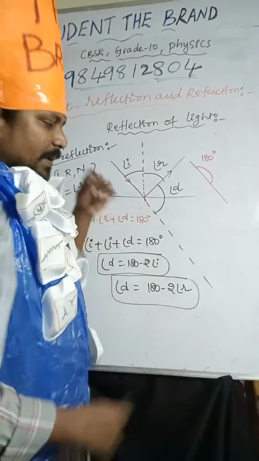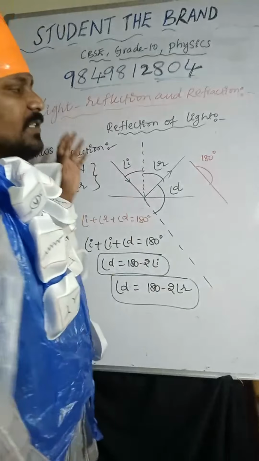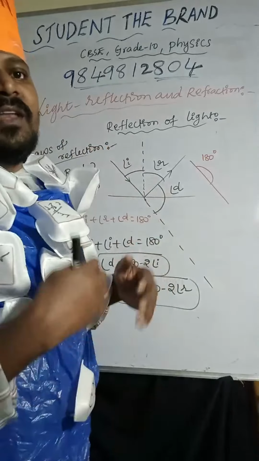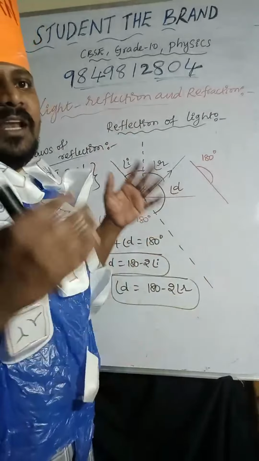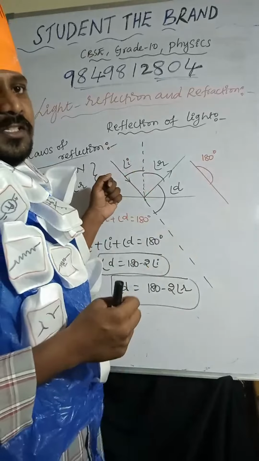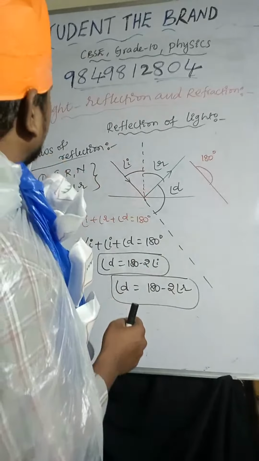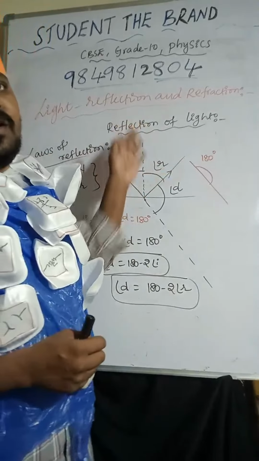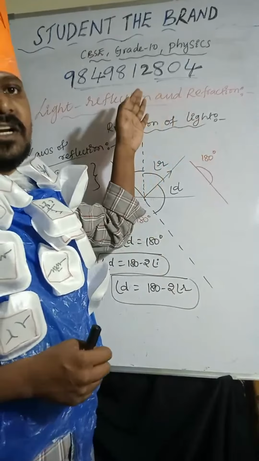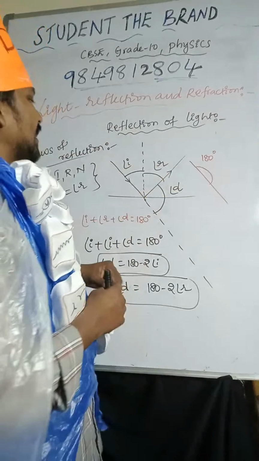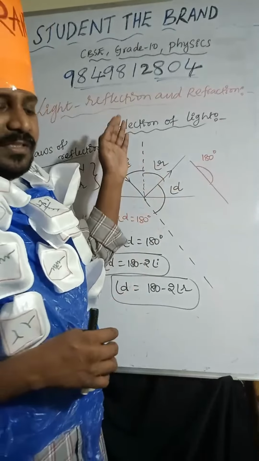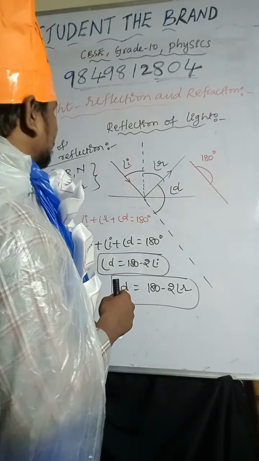Just check once. So reflection of light is nothing but the bouncing back of the light from the reflecting surface. The incident ray, reflected ray, and normal line lie in the same plane, and the angle of incidence is equal to the angle of reflection.